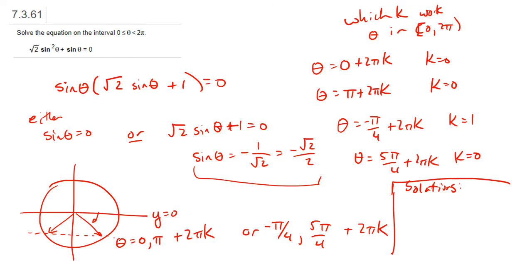Altogether, our solutions are given by 0, pi, 5 pi over 4, and let's see, minus pi over 4 plus 2 pi is 7 pi over 4. Okay, they're not written in order, but there they are. Those are the 4 solutions.